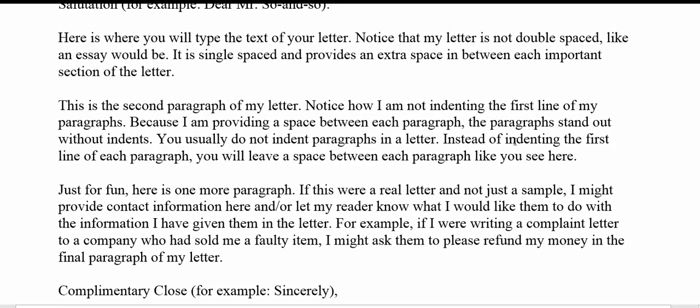Next, you'll provide a very concise, clear purpose statement. And this is going to clearly indicate for your reader what this letter is being written for. Why are you writing this letter? You'll divide the letter up into manageable chunks. You'll separate the chunks with a space and not indent the beginning line of each paragraph.